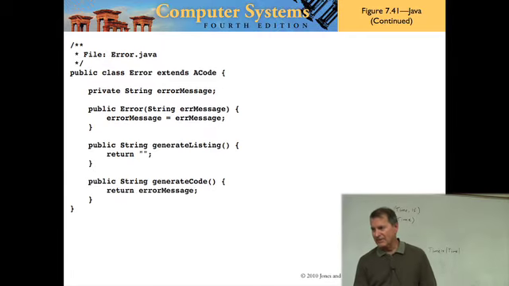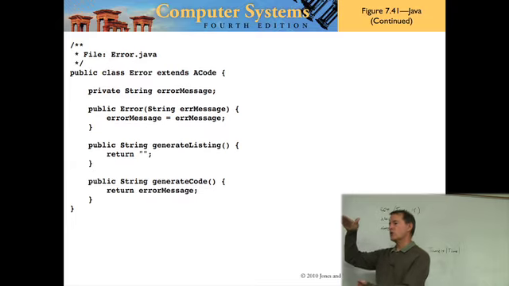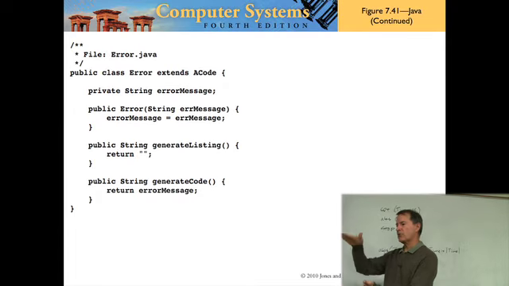Otherwise, what do we return? The error message, okay? Wait, so we generate the error message only when we're trying to generate code? Only on the listing. We don't ever generate code if there's an error anywhere. So what you're going to have to do is go all the way through the program. How come we return the error message when we call generate code?